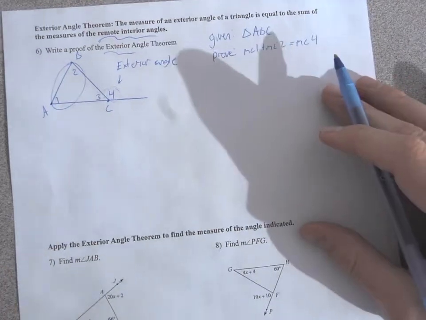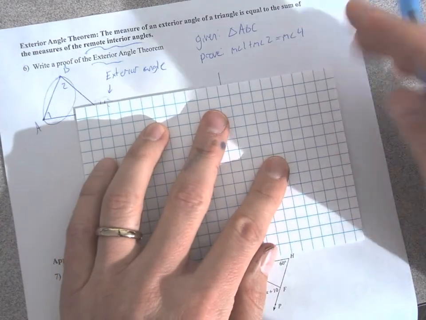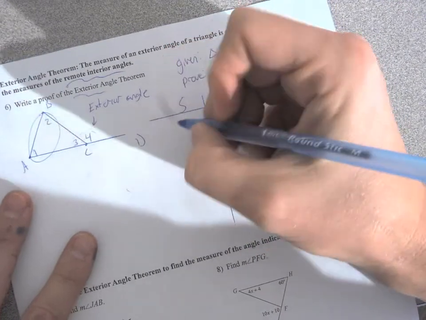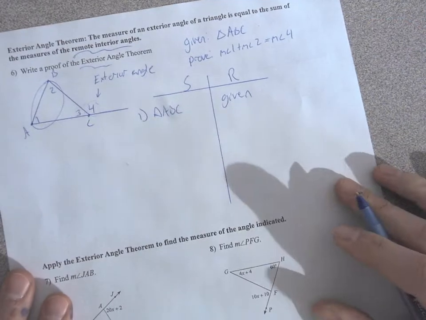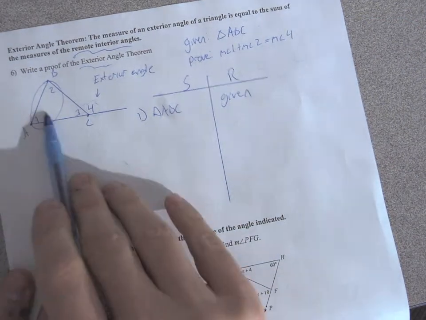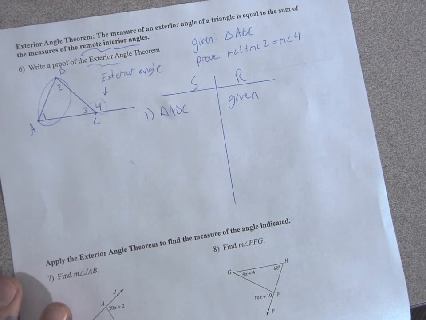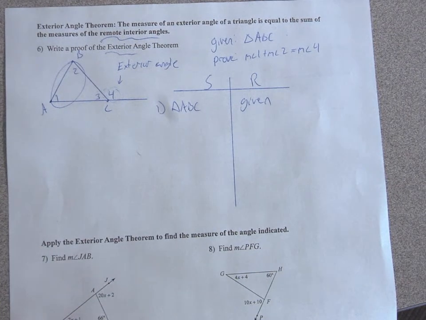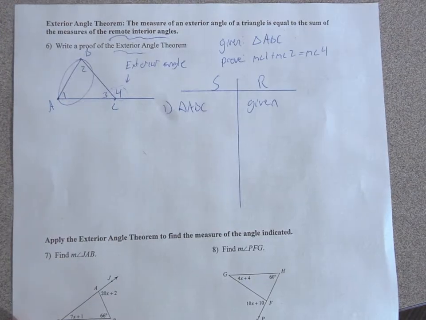Okay, so let's set it up. Statements, reasons. I'm going to start with triangle ABC. It's given. Okay, and we want to prove again that 1 plus 2 equals 4, or the measure of 1 plus the measure of 2 equals the measure of 4. Well, we just barely proved the triangle sum theorem, or the angle sum theorem, on the previous page. So you can use that now. We know something about angle 1 and angle 2 and angle 3. If you look at 3 and 4, we also know something about 3 and 4.